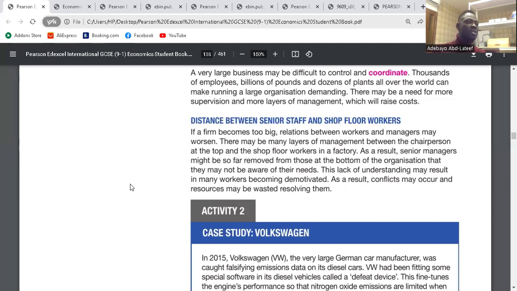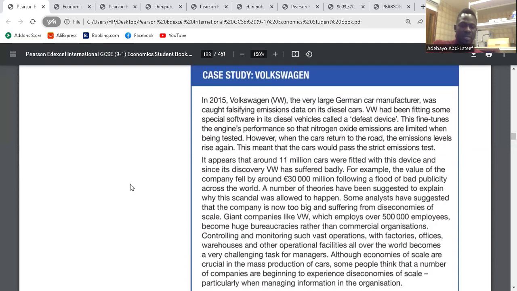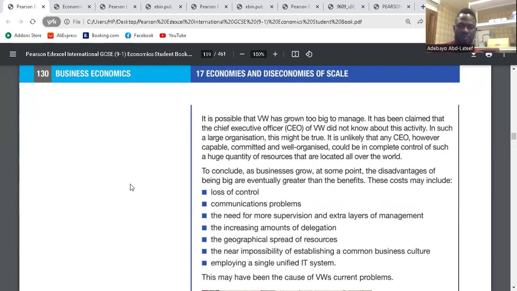So the floor workers are so remote to their managers. They feel demotivated. They feel not valued anymore. Their voice is not being heard anymore. So this demotivates them and brings about lower productivity and inefficiency. This increases the average cost of production. Is it clear? Is it clear, please? Yes. Any question about it? No.